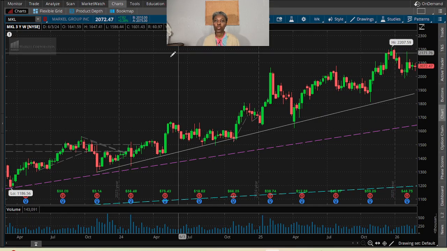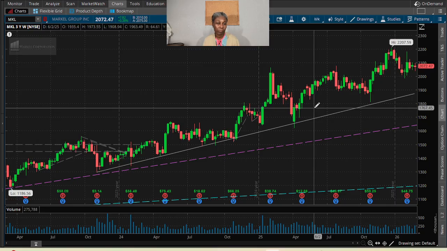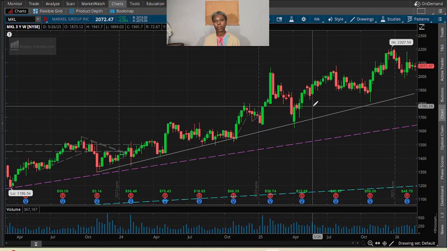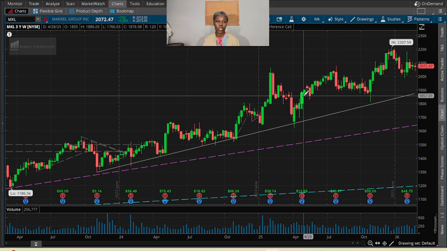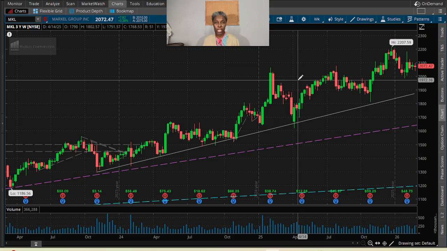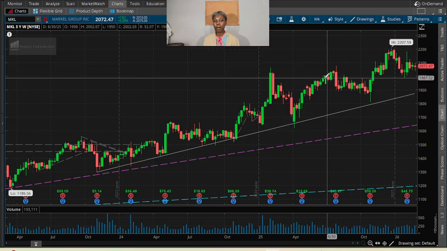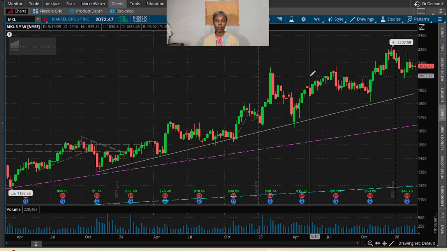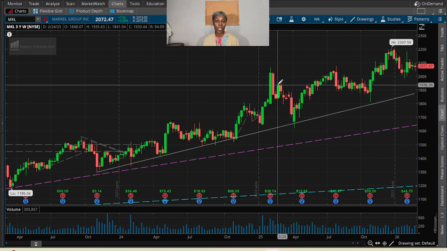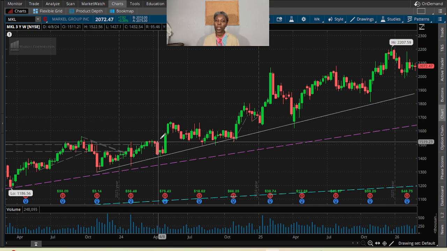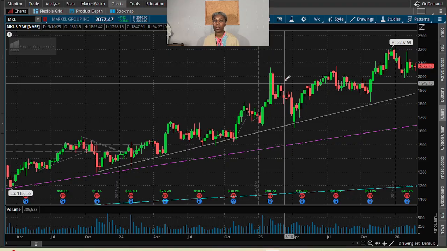I don't use weekly chart much. I used it maybe in 2024, but I don't know if I used it much in 2025, and I don't use it at all in 2026. I use monthly chart and I use daily chart. But instead of monthly chart, you could use weekly chart if you want to, but I don't use weekly chart.